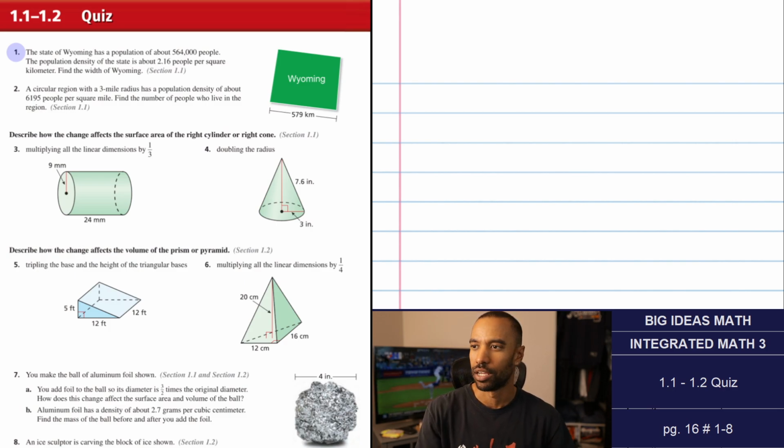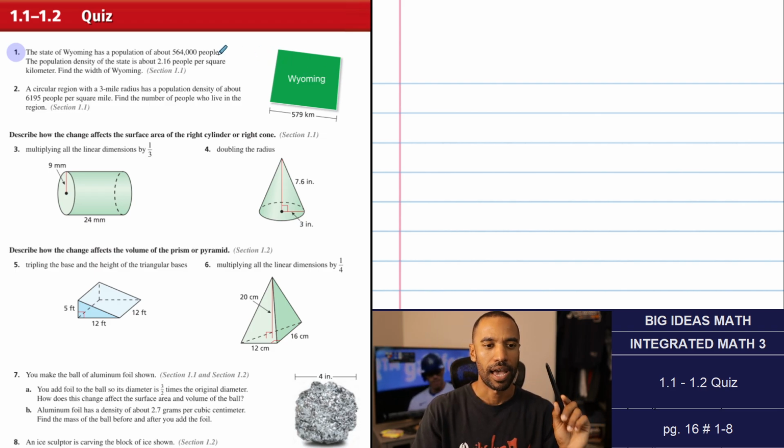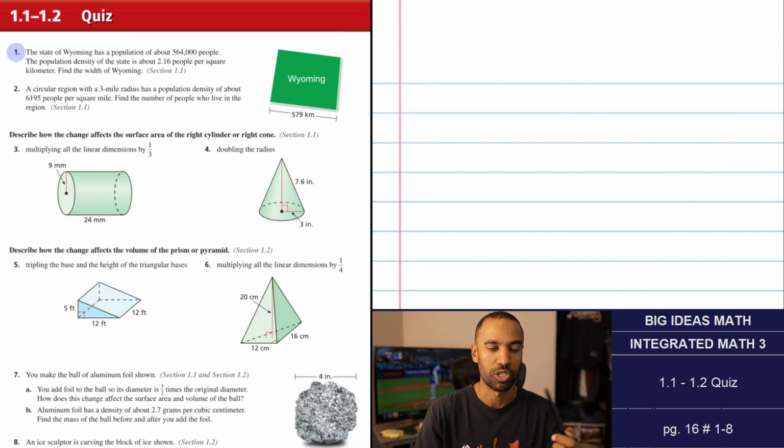Away we go. We start with section 1.1 material. Number 1, the state of Wyoming has a population of about 564,000 people. The population density of the state is about 2.16 people per square kilometer. Find the width of Wyoming.